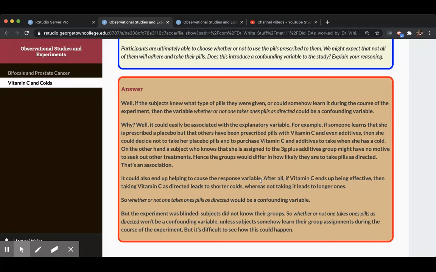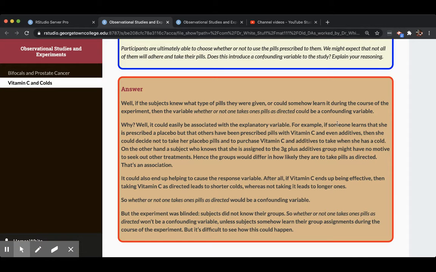Well, if the subjects knew what type of pills they were given, or if they could somehow learn that during the course of the experiment, then yes, we could get a confounding variable in the study. The variable whether or not one takes one's pills as directed could be a confounding variable. Now, why is this so? Let's address it with the definition of confounding variable. I need to argue that it could be associated with the explanatory variable and that it helps to cause the response. In this paragraph, I argue that it could be associated with the explanatory variable.